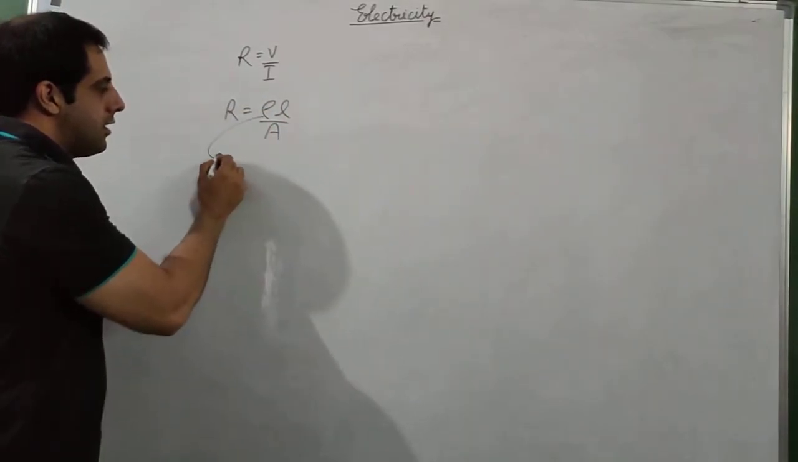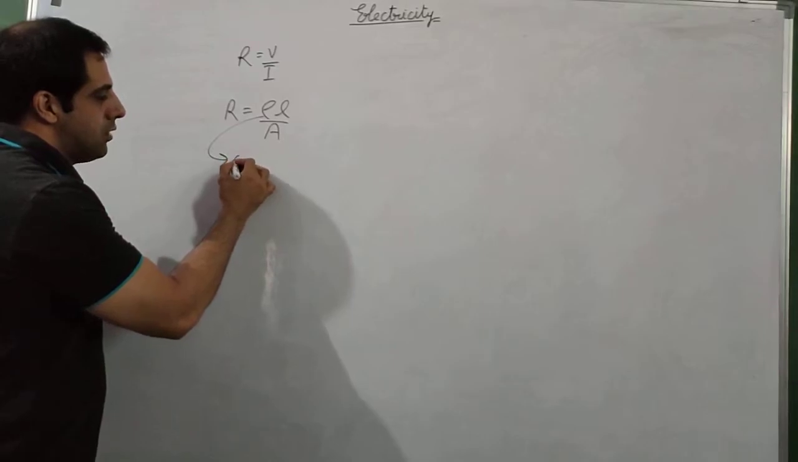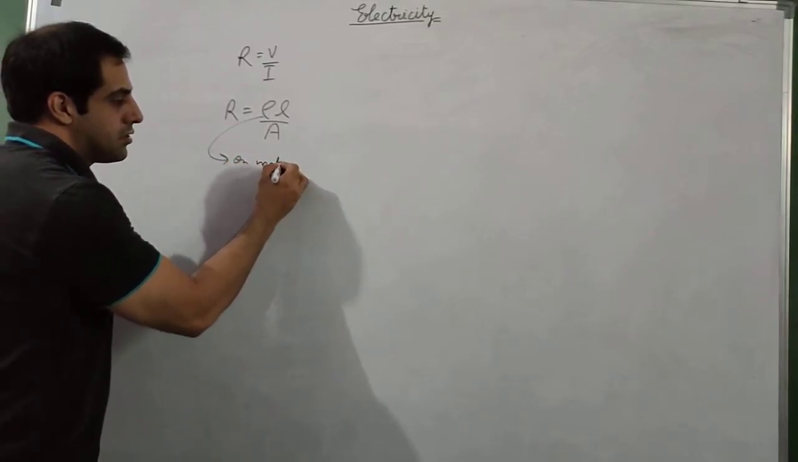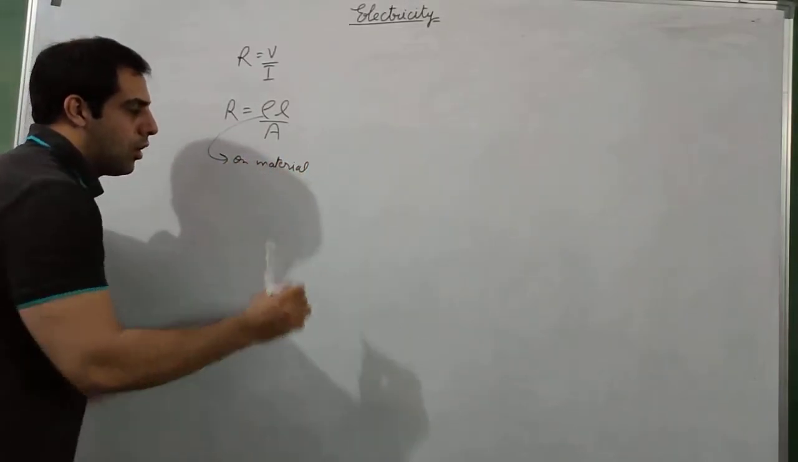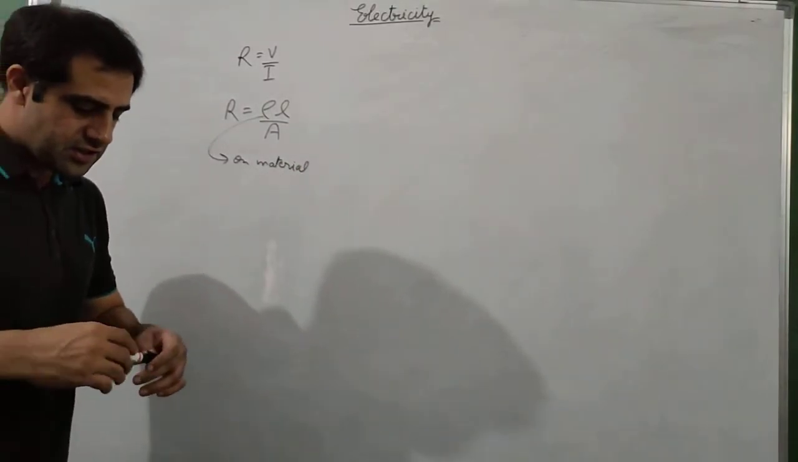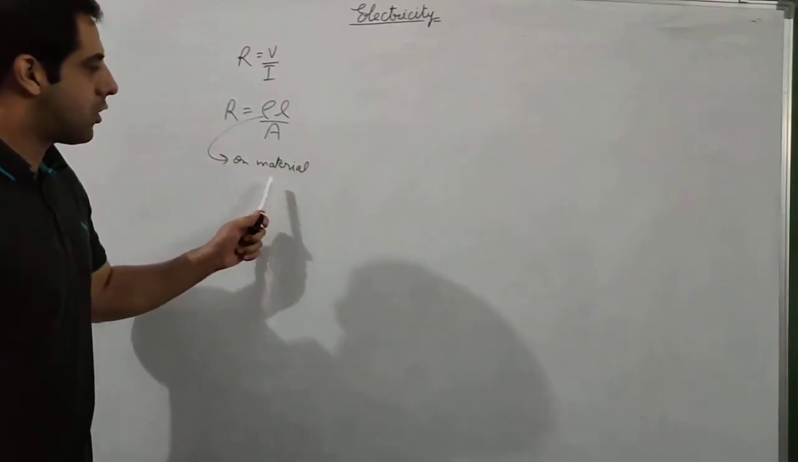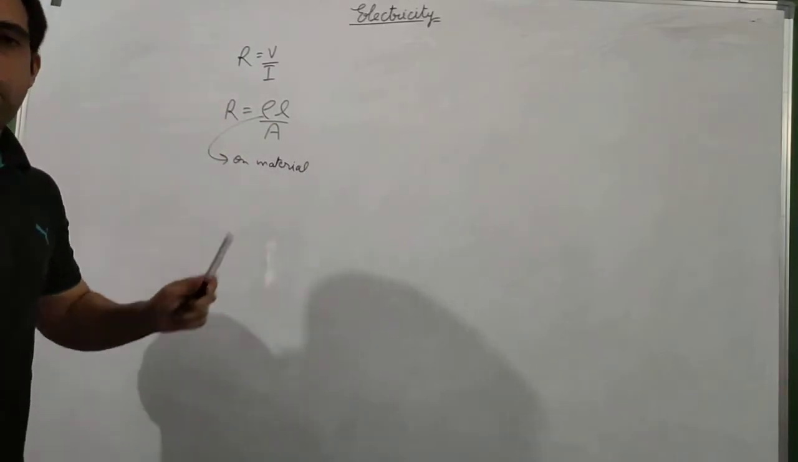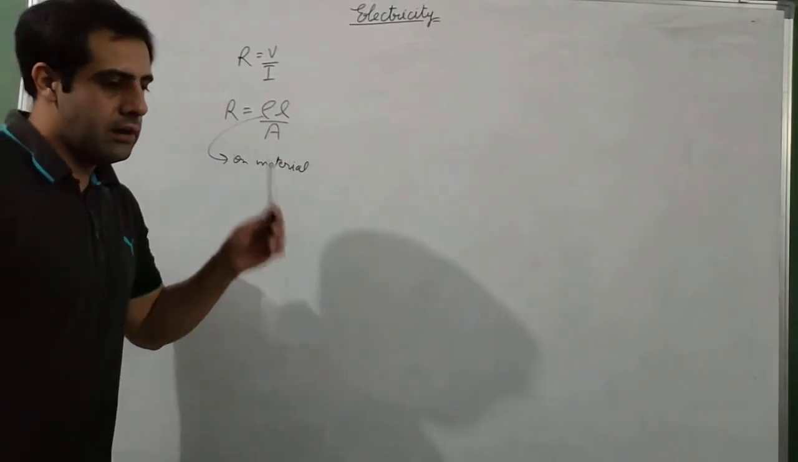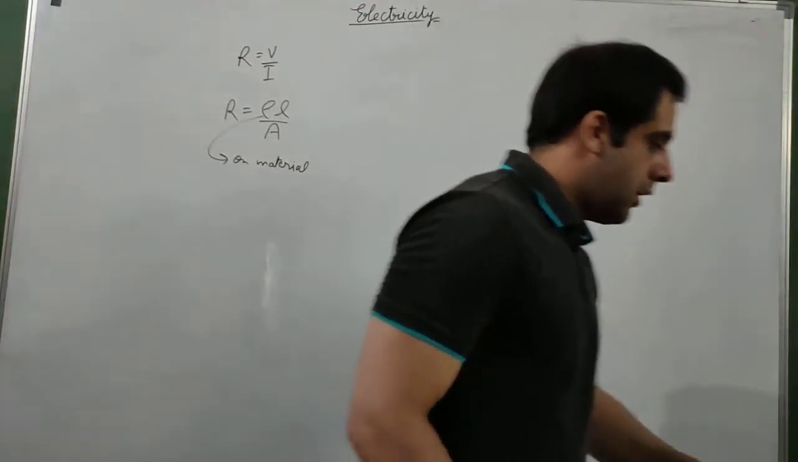And for resistivity, we said that it depends on material. It does not depend on the length or the area of cross section of the conductor. Resistivity depends upon the nature of material. Resistance depends upon length, area of cross section, and resistivity also.